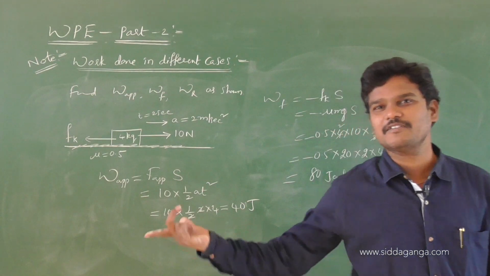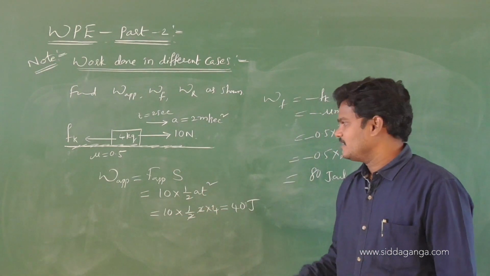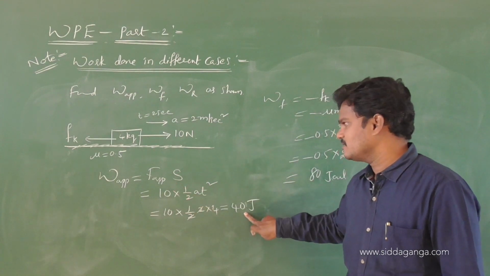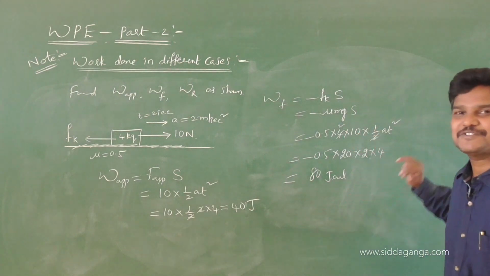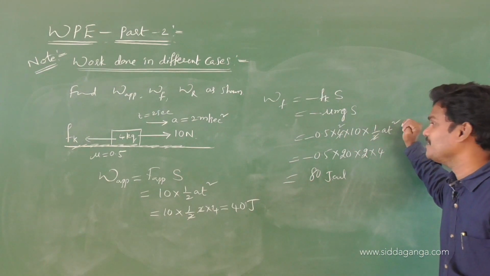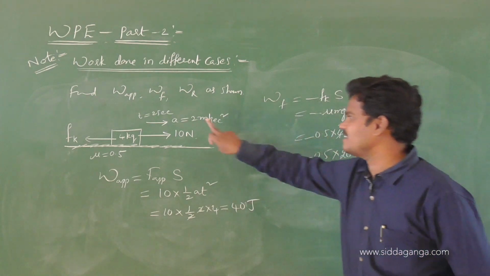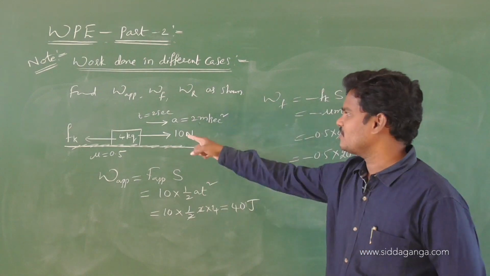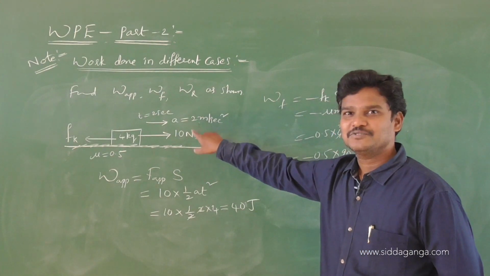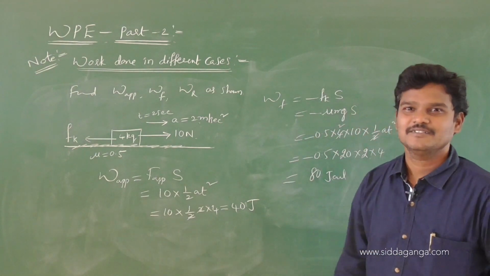See, I simply gave the values. How much did I apply? 10 Newton. Then how much is the applied work done? Work done by the applied force is 40 joules. But how much is the frictional force work? 80 joule. That means what? Will the block move with this much acceleration? Just think about it. So the given data itself is wrong. Why is it wrong? Tell me.